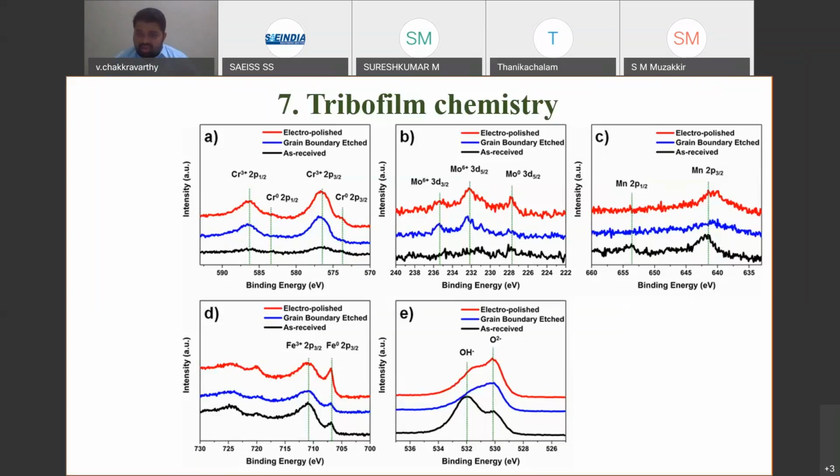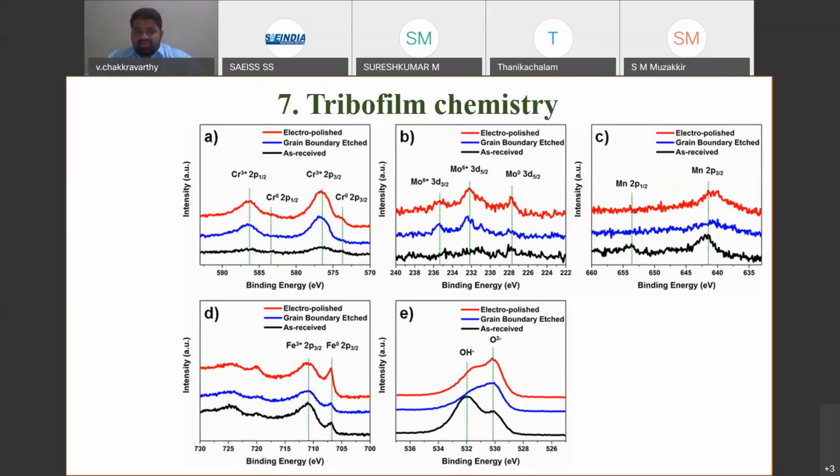The oxide layer can be chromium oxide, iron oxide, molybdenum oxide, or any type of oxide. So what exactly was the oxide layer that formed? In order to identify that, we generally go for XPS spectra. Generally we can see that some rust has happened, but what material that rust was made of, we are not aware. To know whether it is chromium oxide rust, iron oxide rust, or nickel oxide rust, we generally go for tribofilm chemistry analysis by means of XPS spectra.